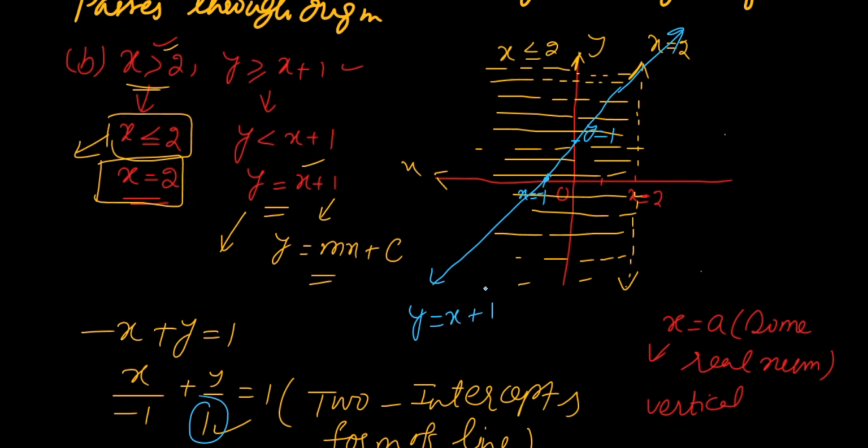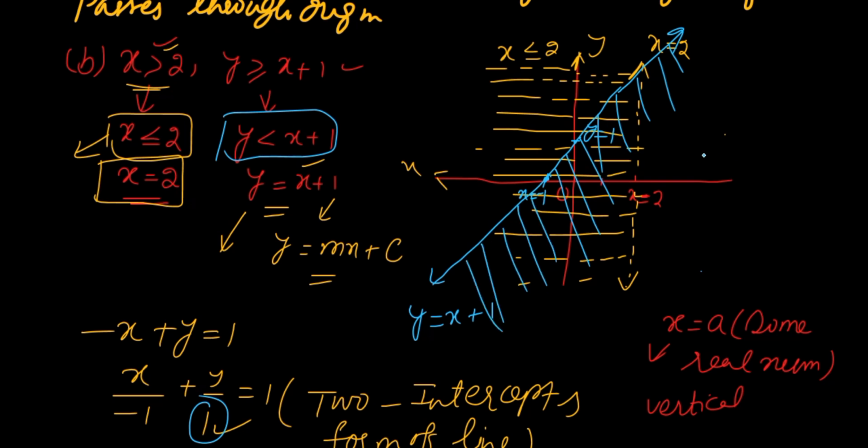But we have to shade the graph of this inequality, y less than x plus 1. Less than means below the line. So below the line means this area. This blue area below this line represents the graph of y less than x plus 1. Now at this time you can take test point 0, 0 to check whether the shaded region is away or towards the origin side.